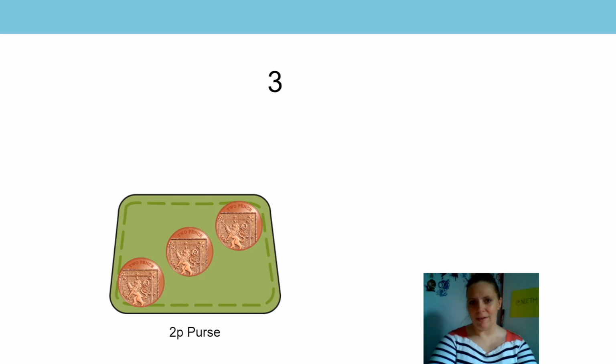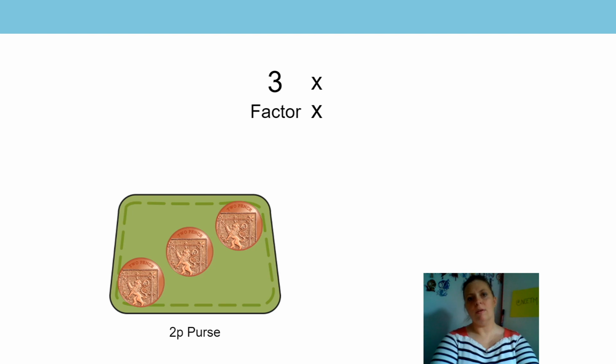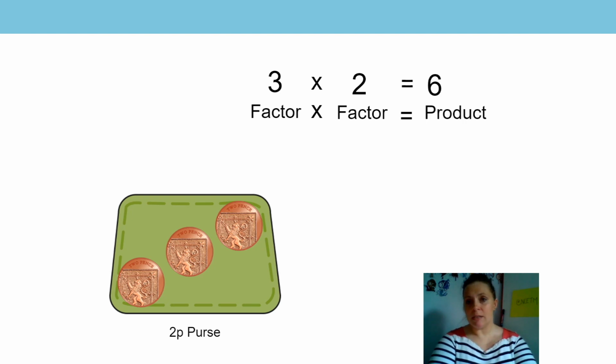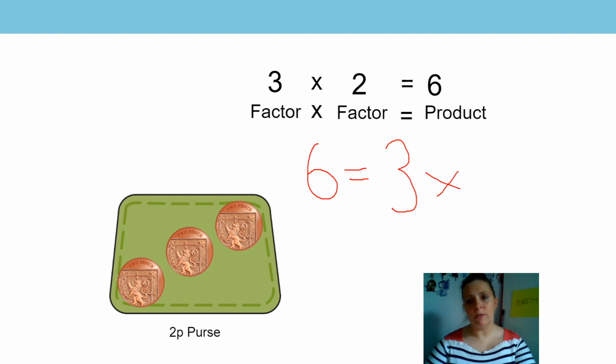Okay, so I had one of my factors as 3 because I have 3 groups. I had one of my factors as 2 because each of my groups is worth 2. And I had my product as 6. I wrote my product here, but you could have written your product over here. You could have written 6 is equal to 3 times 2. You could have written product, factor, factor, and both are right.